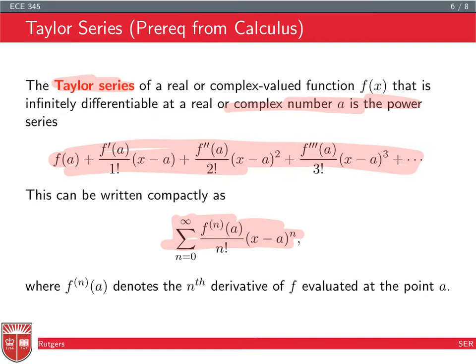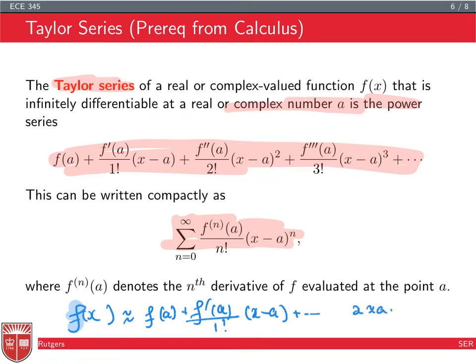And what makes it interesting is that the function f of x can be approximated by its Taylor expansion, f of a plus f prime of a divided by 1 factorial times x minus a, and so on and so forth, when x is very close to a. So that's basically why the Taylor series is interesting.